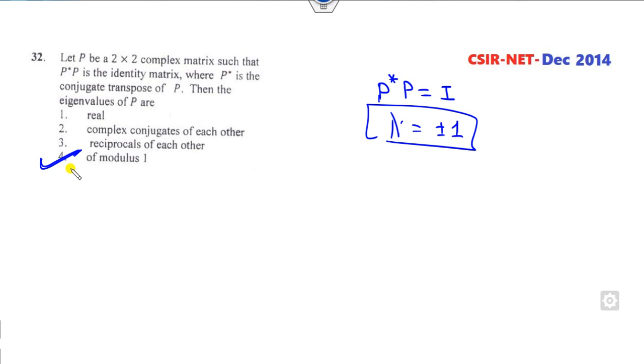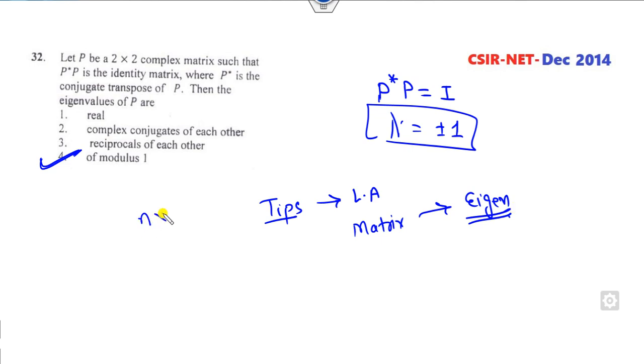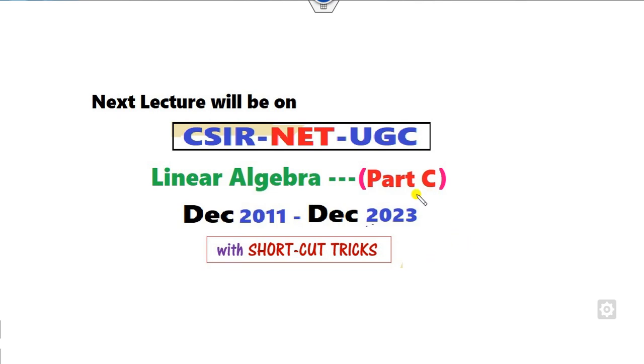So I hope you can simply learn the various shortcut tricks. Remember that whenever you are trying to solve the linear algebra questions, whenever you see the matrix, think first about the eigenvalue. Then the problem will be very easy. And whenever there is an n cross n, you can think about 2 cross 2, 3 cross 3 as per your own convenience. We will see the next part on this part C question where more than one option is correct.